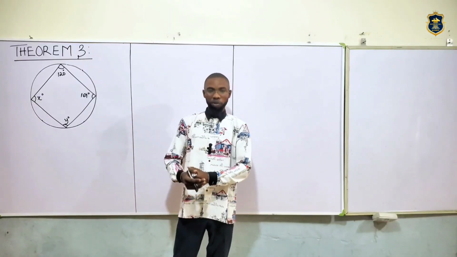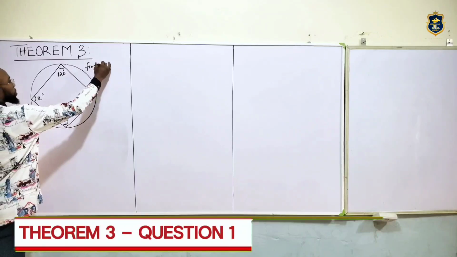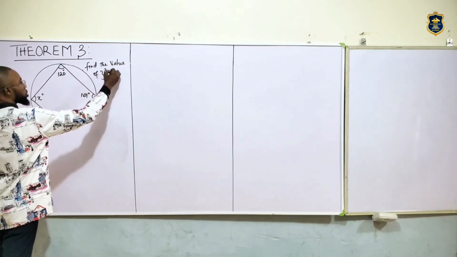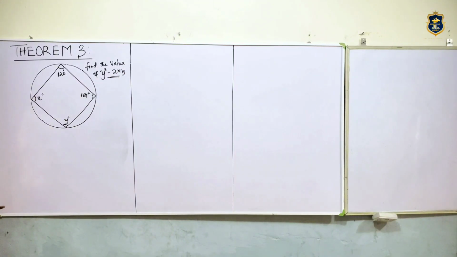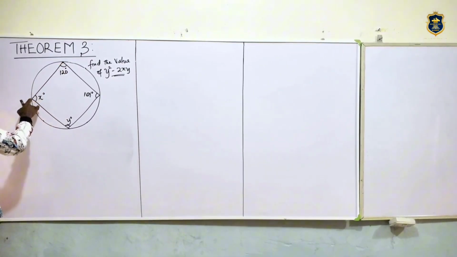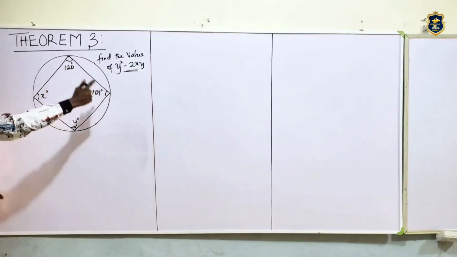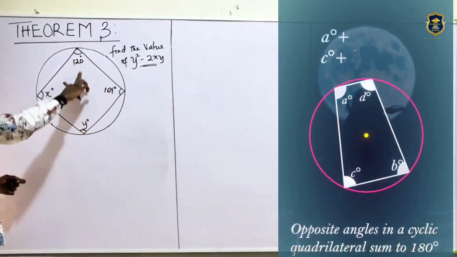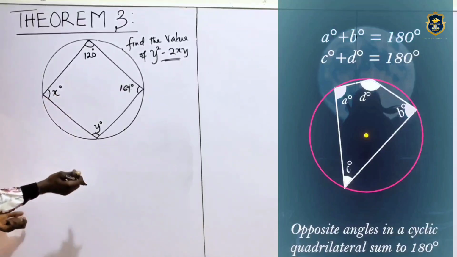Let's look at question number 1 on the board now. The question says find the value of y squared minus 2xy for this quadrilateral. I believe it's not hard. What do we do? The first thing we should observe is that the four corners of the quadrilateral are touching the circumference of the circle. So what did we say? We said if this is the case, then this plus this is equal to 180, and this plus this is equal to 180. So what do we do?